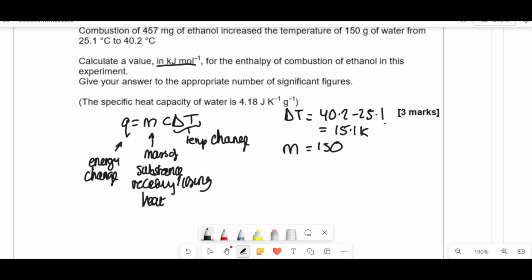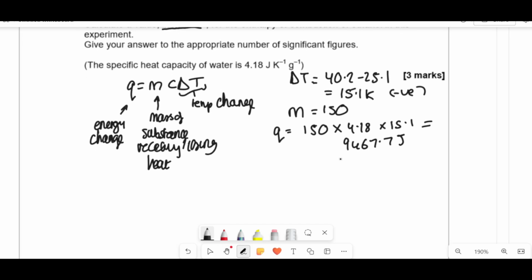So then the heat, this temperature has gone up, so it's a negative. It's exothermic. So that means the energy change is going to be Q equals mc delta T, 150 times c, which is 4.18 joules per Kelvin per gram, times delta T, which is 15.1. If we do that, we get 9467.7 joules. But remember, we want it in kilojoules per mole. So we're not done, because that means you now get 9.468, we'll round it, kilojoules.